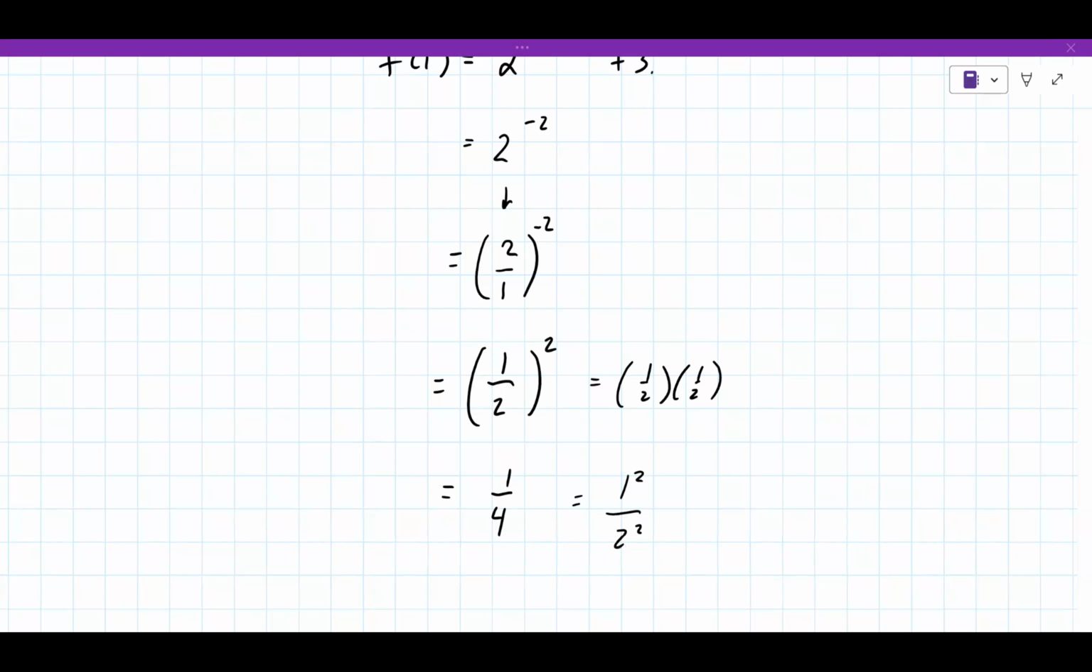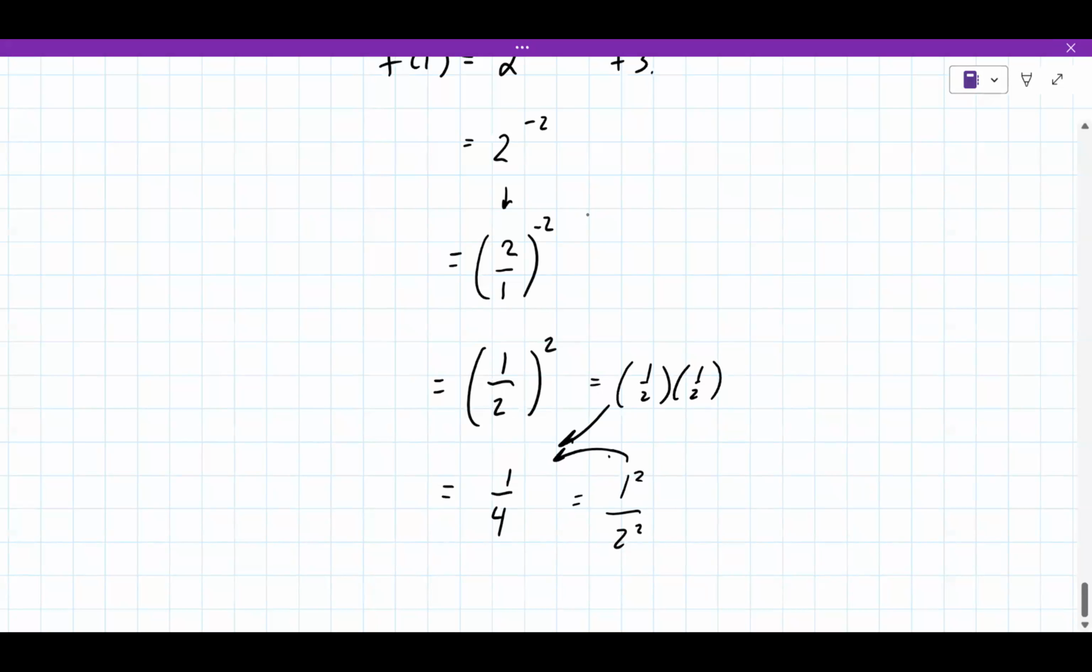I think I'll just consider it 1/4. Say that again. I think I'll just keep it as a 1/4. Okay. Well, no, I'm sorry. What I'm trying to show you is that these both become 1/4.